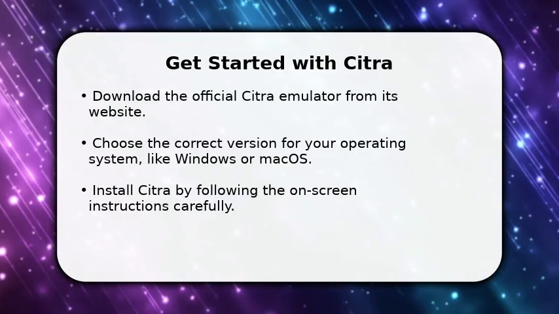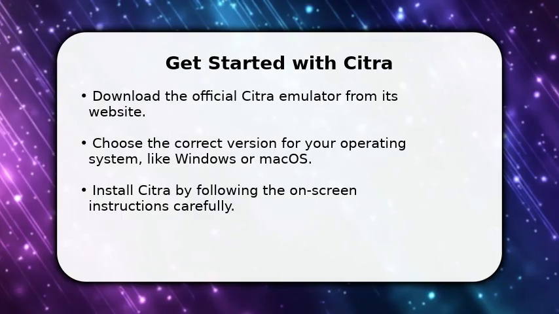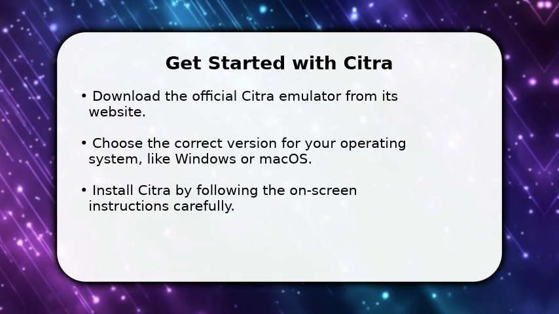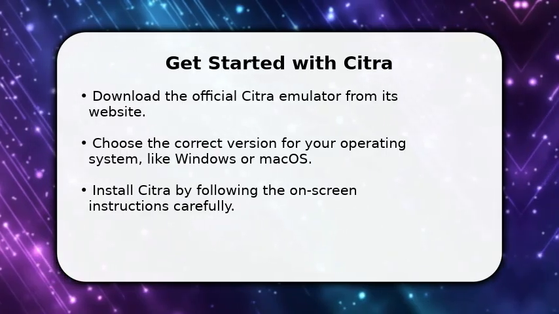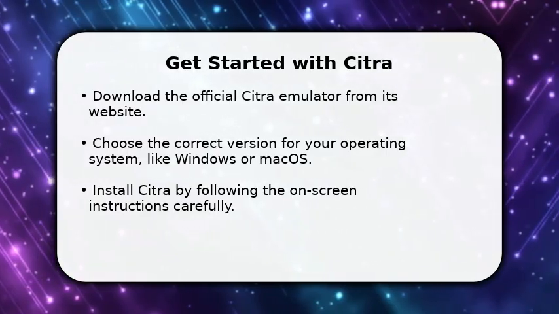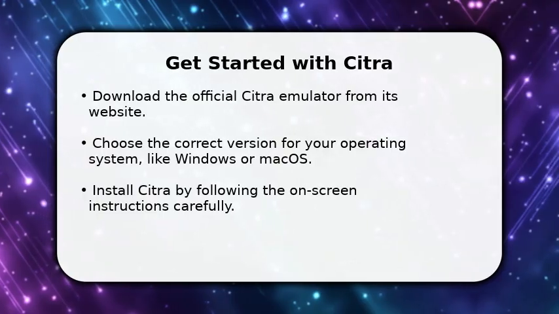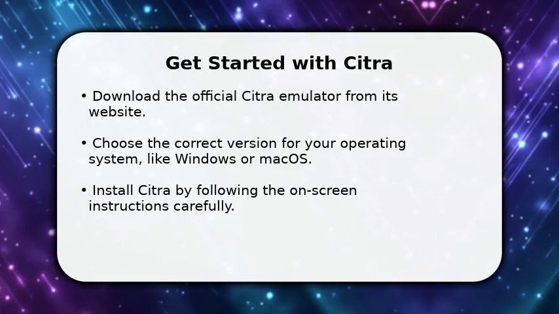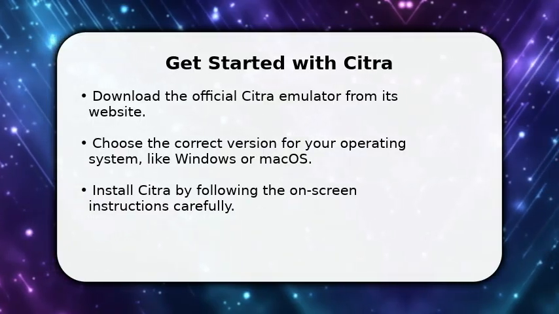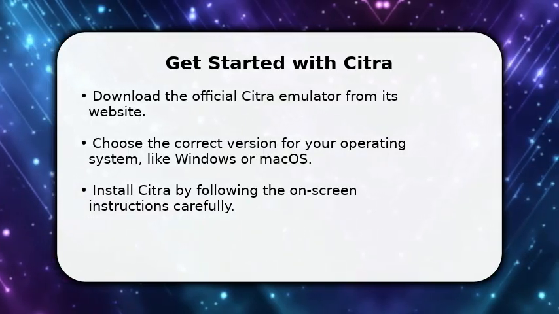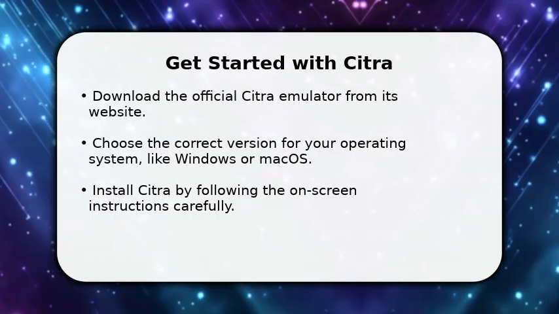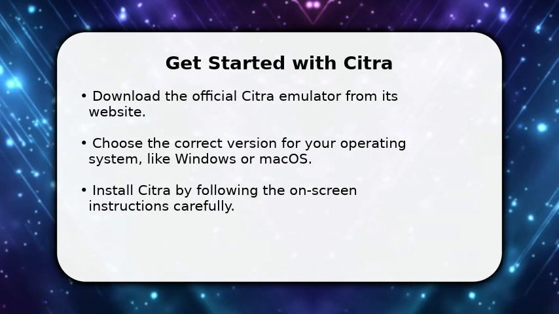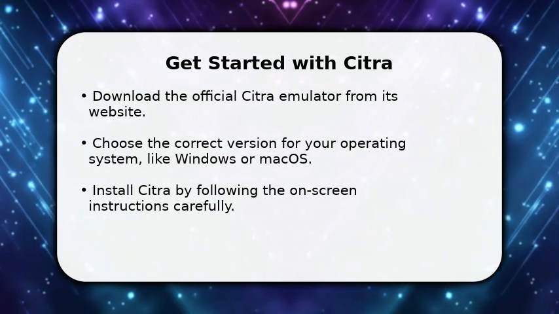In this video, I will show how to play Pokémon on Citra. First, you'll want to download the Citra emulator, which is a fantastic tool for playing Nintendo 3DS games. Head over to the official Citra website and select the version compatible with your computer's operating system, whether that's Windows, Mac OS, or Linux. The installation process is straightforward. Just follow the prompts, and you'll have Citra ready to go in just a few moments. It's the essential first step to enjoying your favorite Pokémon adventures.